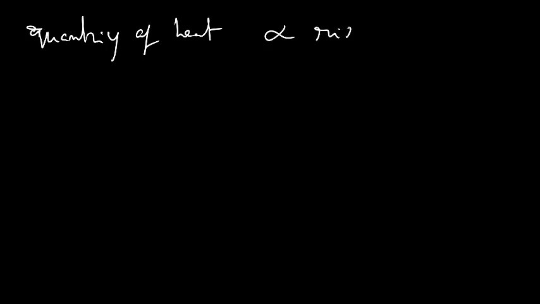The quantity of heat absorbed or released is directly proportional to the rise in temperature. If the rise in temperature is more, it takes more heat. If the rise in temperature is less, it takes less heat. The quantity of heat is denoted by Q. Q is directly proportional to the rise or loss of temperature, that is, the change in temperature.